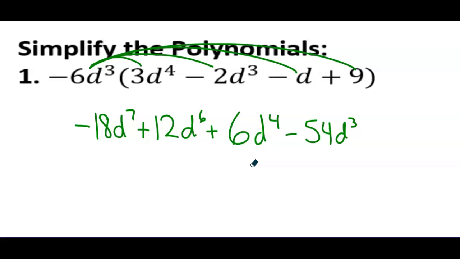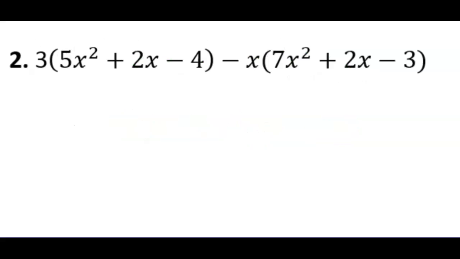So don't forget about this. Make sure it goes with everything. And you're just multiplying that coefficient and then adding exponents on like terms. So let's look at number 2 together. Number 2 is just like that other one that we did.